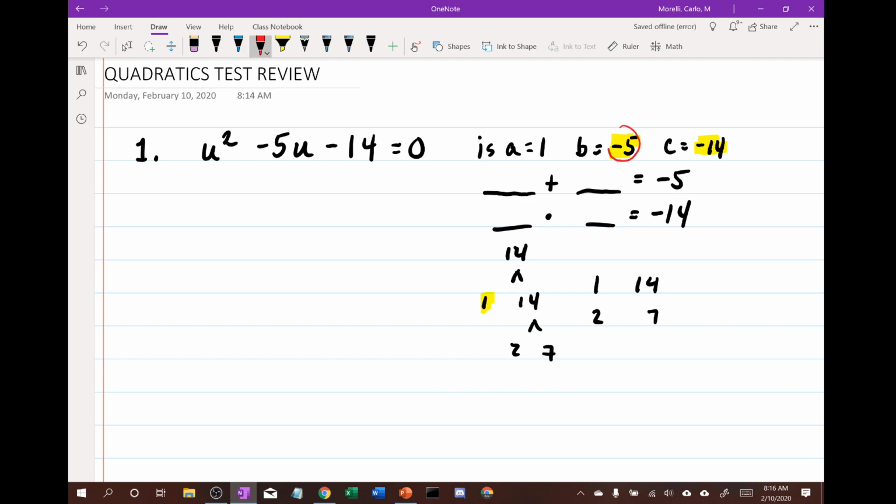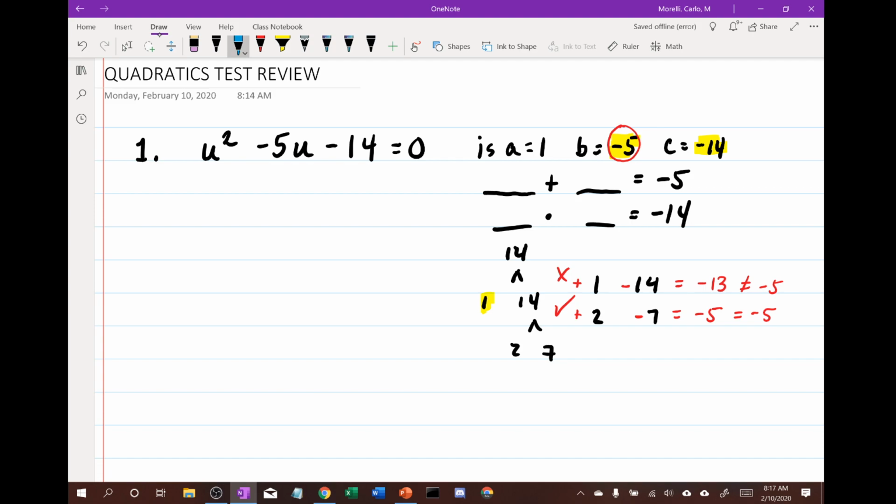Remember, b is negative, so the bigger number will be negative. So put a negative sign in front of the 14, in front of the 7, and then put a plus sign in front of the 1 and the 2. Set them equal, and then add. 1 plus -14 is -13. -13 is not equal to -5, so this is not the factor pair. 2 plus -7 is -5. This is equal to -5, so this is the factor pair. Does everyone understand how I'm coming up with these numbers?